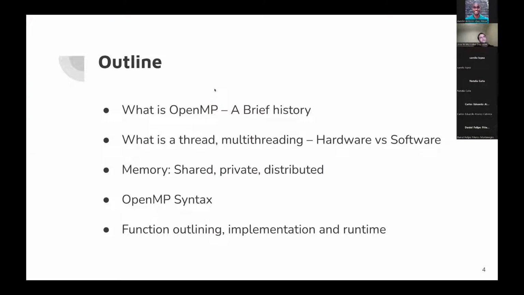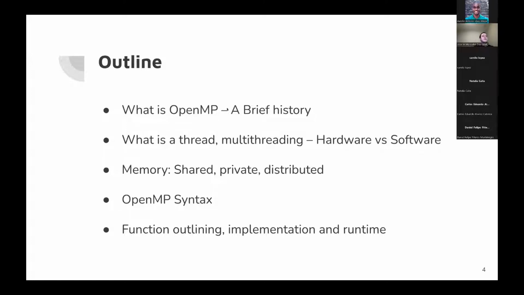Okay, so this first section is not going to be focusing on offloading. It's going to be focusing on how we approach parallel programming and what the different elements and aspects are that we need to understand when we do parallel programming. It's going to give a really brief introduction of why OpenMP and what is OpenMP.